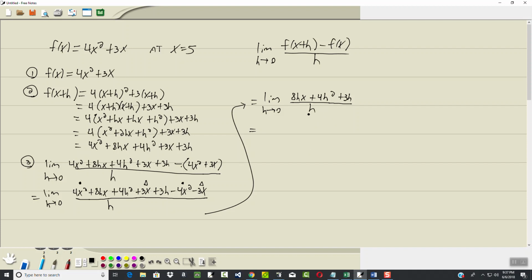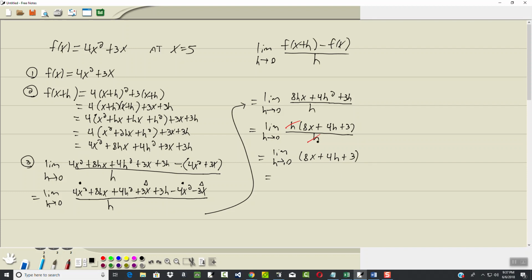Now our goal is to eliminate the h down here. And I notice on top I can factor an h out, the GCF. That gives us 8x plus 4h plus 3 all over h. Now that I factored an h out, this h will cancel that h. So we have the limit as h goes to 0 of 8x plus 4h plus 3.